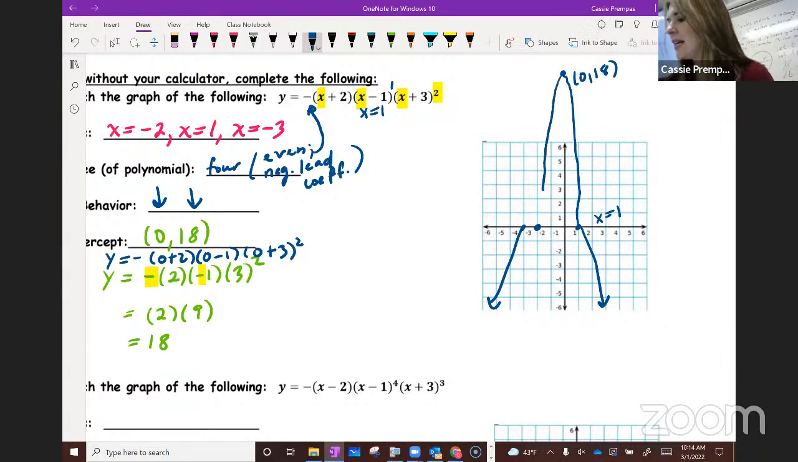What's going to happen at negative 2? Is it going to pass through? Think about where that came from. Yes, it's going to pass through because it has an odd exponent. So it's going to go all the way down. And then what's going to happen at negative 3? It's going to bounce off because of that even exponent. So it bounces off and goes straight up, something like that.